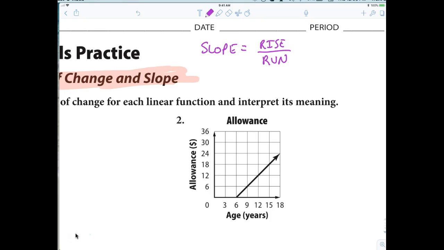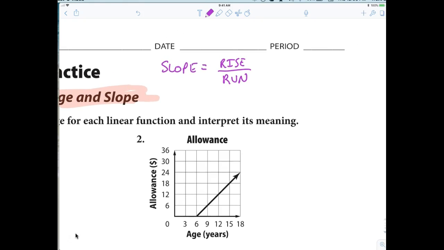Now, the formula for rise over run, I want you to write this down too. It's going to be the change in y divided by your change in x. That's what I want you to say. Your rise is going to be the change in your y values divided by the change in your x values. It's not bad at all.